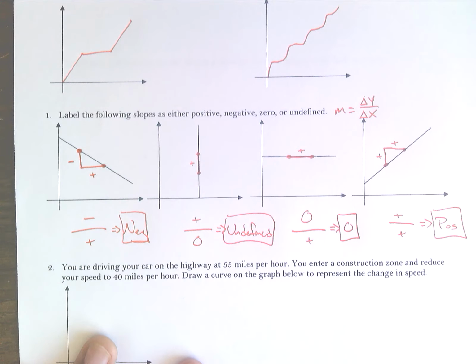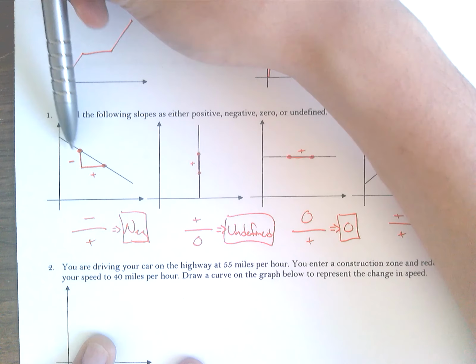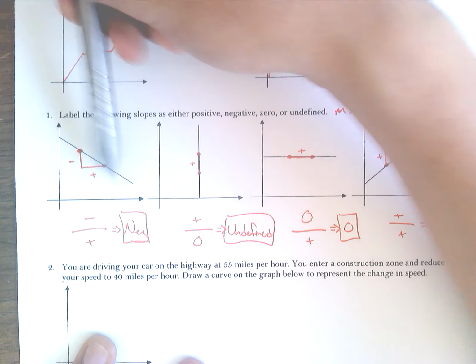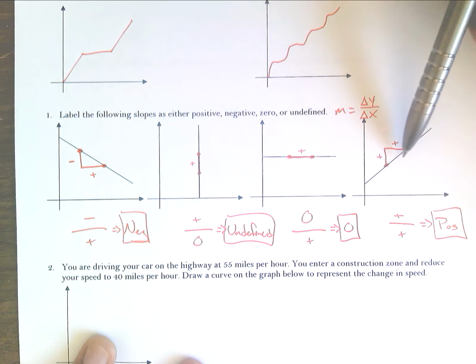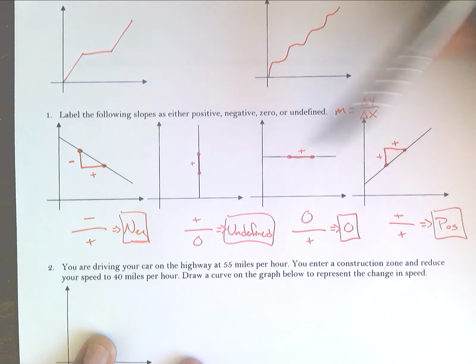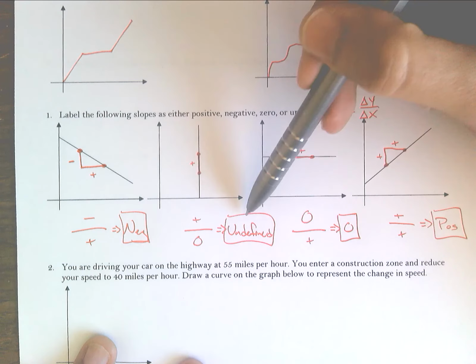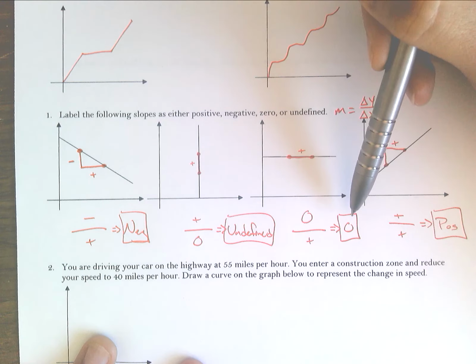So a quick summary. If you're going from left to right, if the graph is going downward from left to right, then you have a negative slope. If the graph is going upward from left to right, then you have a positive slope. If it's a vertical line, it has an undefined slope. And if it's a horizontal line, it has a zero slope.